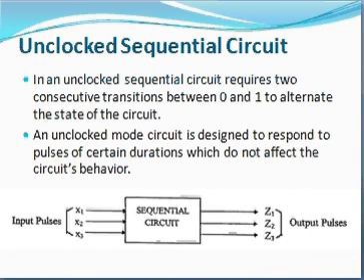Unclocked sequential circuit. An unclocked sequential circuit requires two consecutive transitions between 0 and 1 to alternate the state of the circuit. An unclocked mode circuit is designed to respond to pulses of certain durations which do not affect the circuit's behavior. And this is a block diagram of the unclocked sequential circuit.